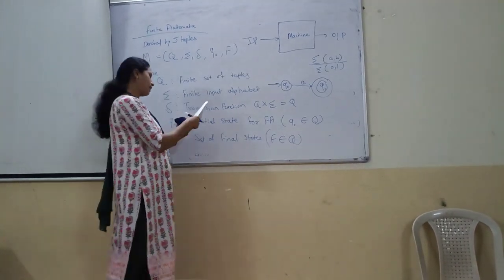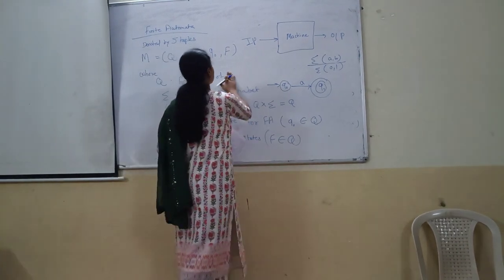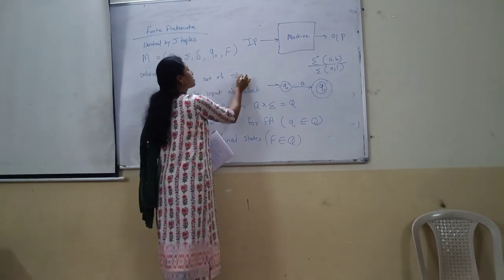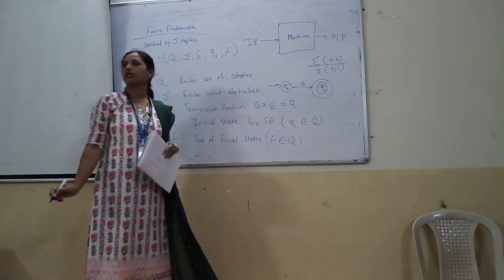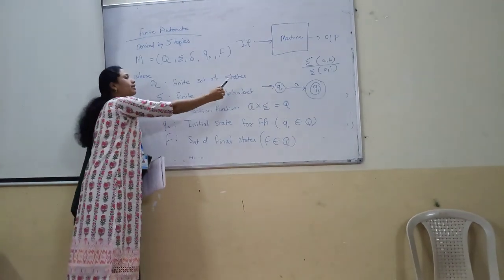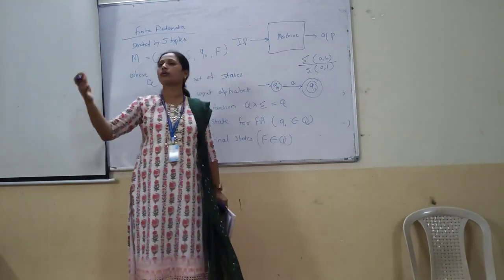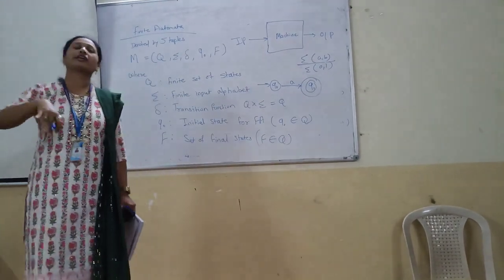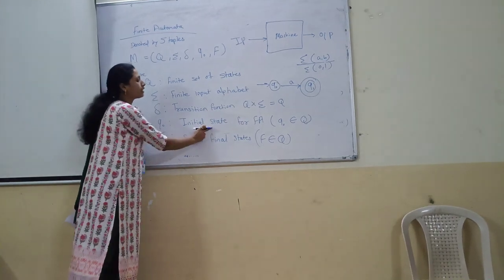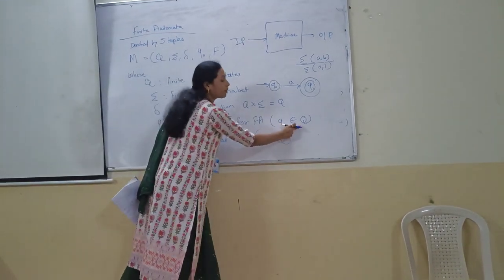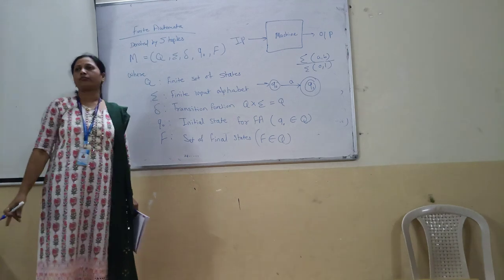Actually it is not tuples, it is states. A finite set of the states. Number of states you can have: Q0, Q1, Q2, Q3. So which state are we taking? Q0 is the initial state. So Q0 belongs to capital Q.